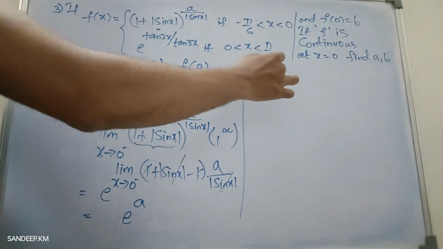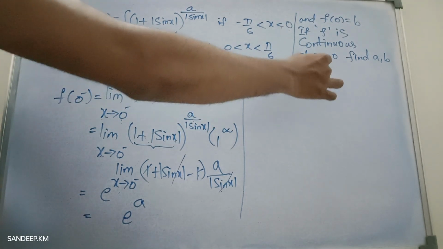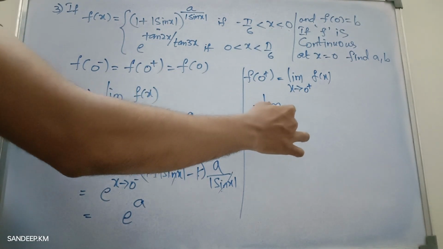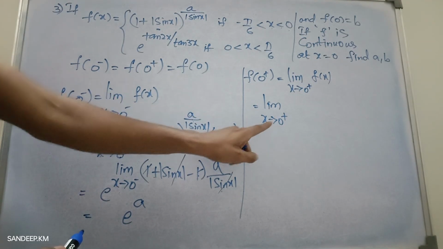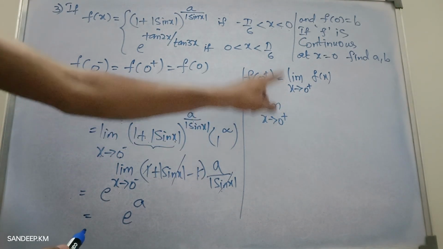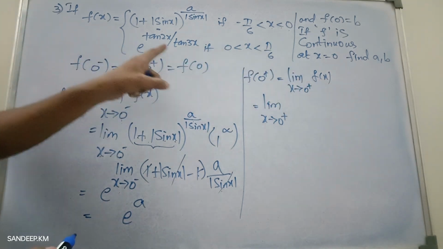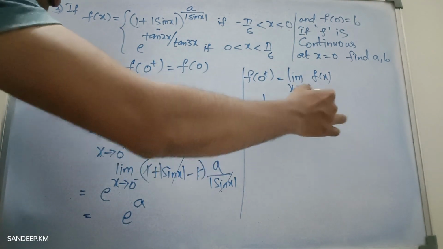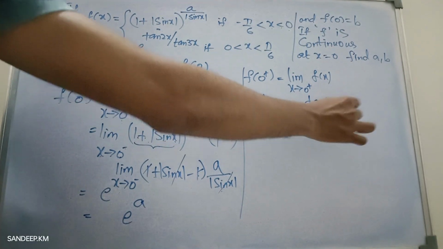F of 0 plus. F of 0 plus is what? Limit x approaches 0 plus f of x. When your input x is approaching 0 plus, it means input is just more than 0. When input is just more than 0, f of x will become this function. What is it? E power tan 2x divided by tan 3x.